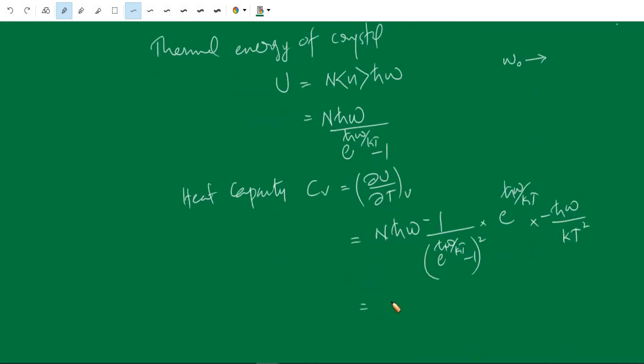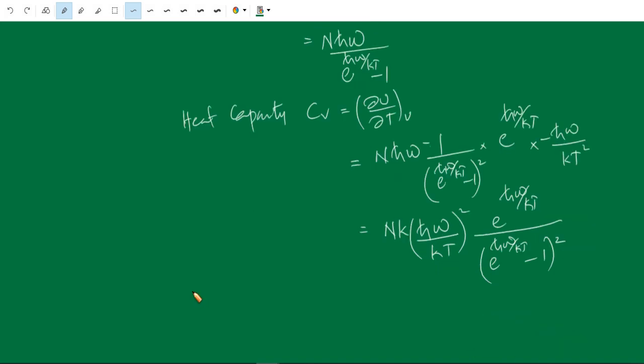We can simplify this. kT square is there, h cross omega is there, h cross omega is there, and the minus gets cancelled. So if we multiply by k, we can write N k (h cross omega by kT) square, exponential h cross omega by kT divided by (exponential h cross omega by kT minus 1) the whole square. So this is the heat capacity of a one-dimensional crystal according to the Einstein model.